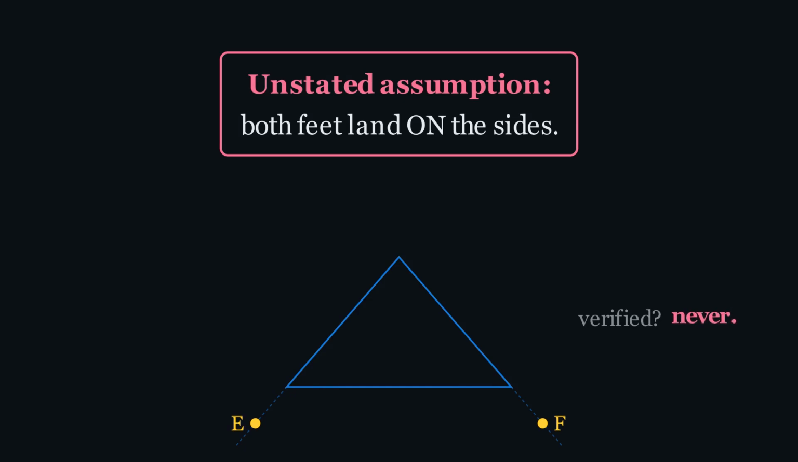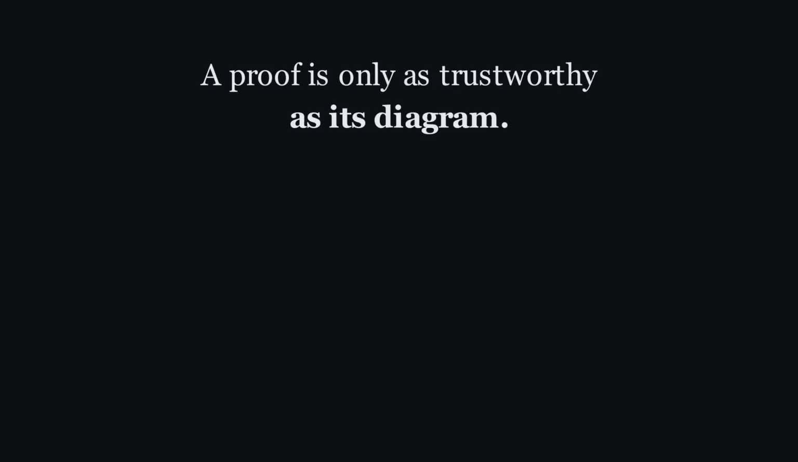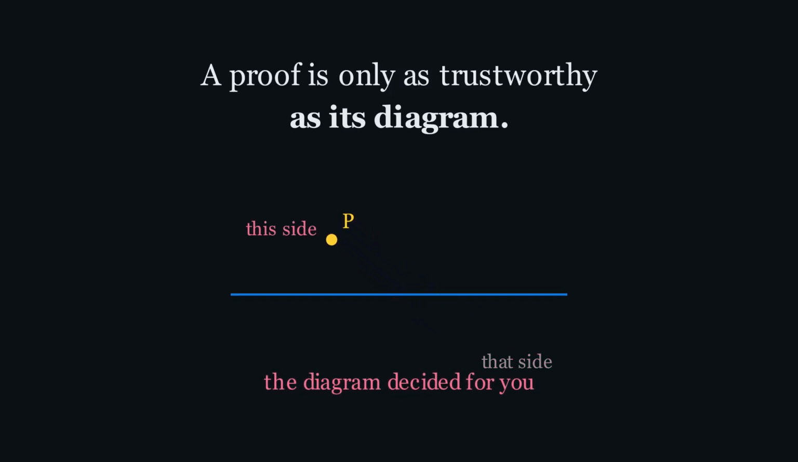And that's the whole lesson, honestly. A proof that leans on a diagram is only as trustworthy as the diagram, and diagrams are really good liars. They quietly decide which points are inside and which are outside, which side of a line you're on, and if you never question that, the picture can smuggle a false assumption into a chain of perfectly true statements.